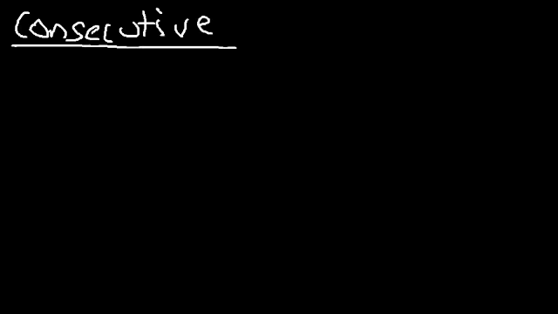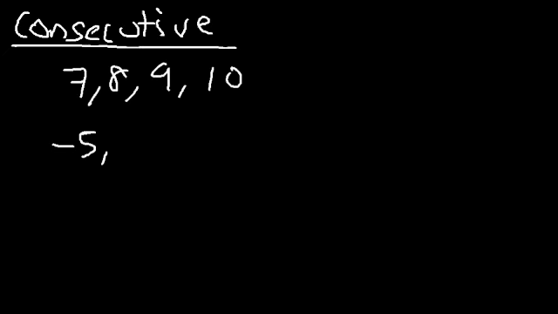So now, let's move on to consecutive integers. When you hear the word consecutive, what do you think of? An example of consecutive integers is a number that occurs right after another number. So consecutive positive integers would be like 7, 8, 9, 10. Consecutive negative integers would be like -5, -4, -3.